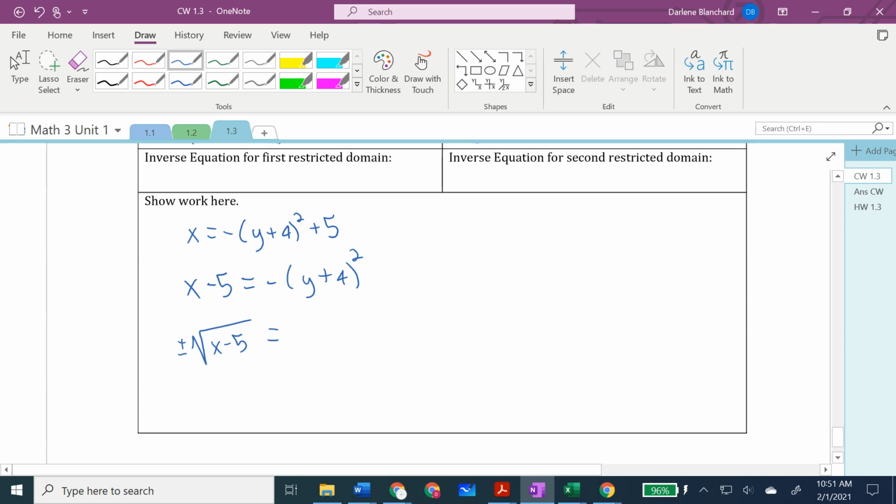But I just realized something. I can't take the square root of a negative number. So I have to backtrack. Before I can square root, I need to have just parentheses squared. So I'm going to multiply by -1.